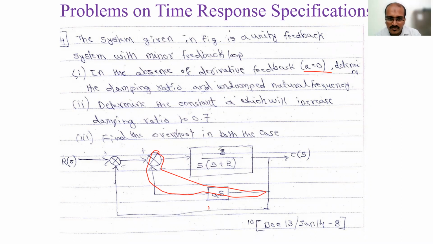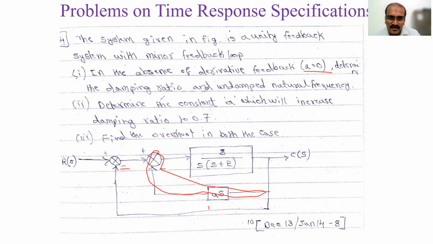Meaning, there is a G of S given, and H of S you have to take as 1. You have to find out G of S by 1 plus G of S H of S, based on the negative sign. Then compare that with the standard transfer function. You will get the zeta and omega n. Simple, no need to think too much.